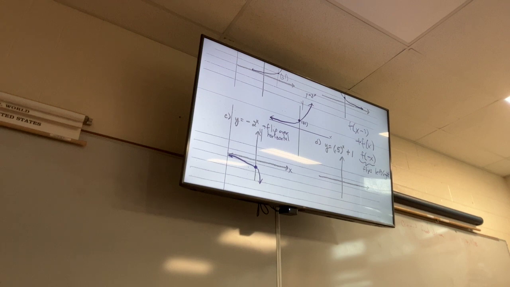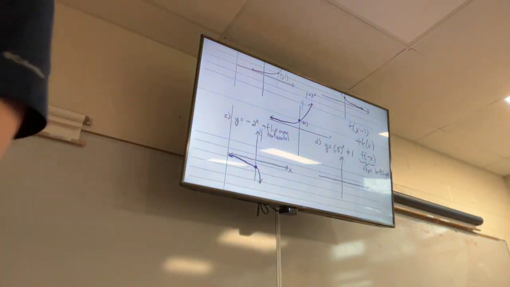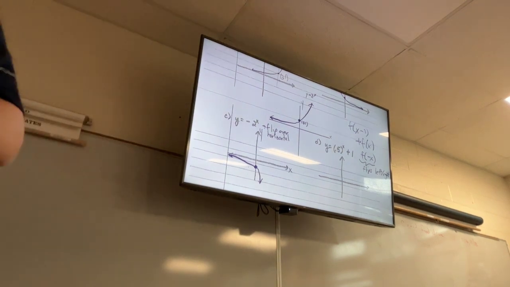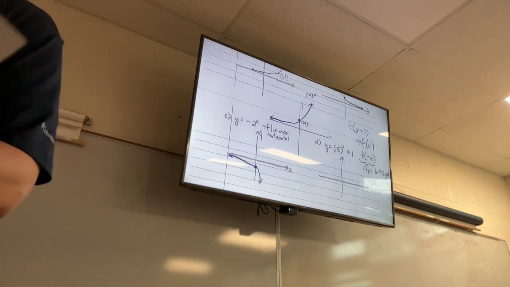All right, and then D. So what's the plus 1 going to do? I think we know what the plus 1's going to do. It's going to pull it up 1. Yeah, good job. And then there's a 1/2 in our base now instead of a 2. What do you guys think that's going to do?